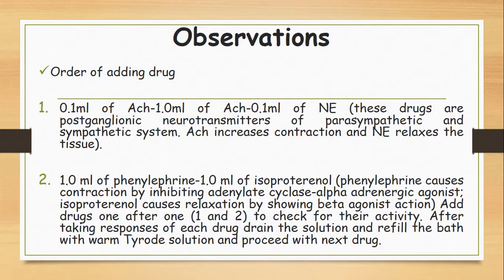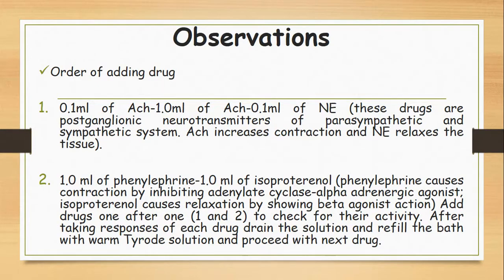Now the observation is the order of adding drugs. In that, first is 0.1 ml of acetylcholine, 1 ml of acetylcholine, and 0.1 ml of norepinephrine. These drugs are postganglionic neurotransmitters of the parasympathetic and the sympathetic system. Acetylcholine increases contraction and norepinephrine relaxes the tissue.